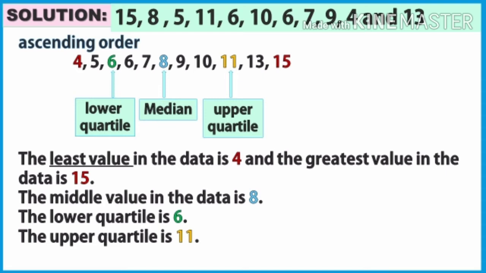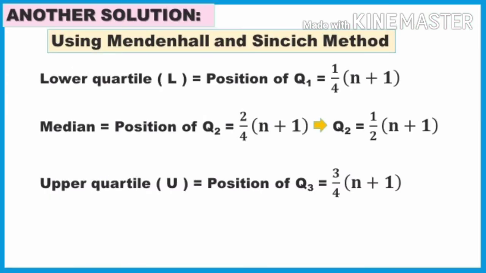Okay, so next is the upper quartile. Upper quartile is 11. Okay, paano natin kunin ang upper quartile? So, mula dun sa median pataas, magbibilang uli tayo or kukunin uli natin yung pinakagitna ng data mula 8 hanggang 15. So, ang pinakagitna ay 11. So, therefore, ang upper quartile natin ay 11. Okay, so that is how to find the lower quartile, the middle value, and the upper quartile of the given data.